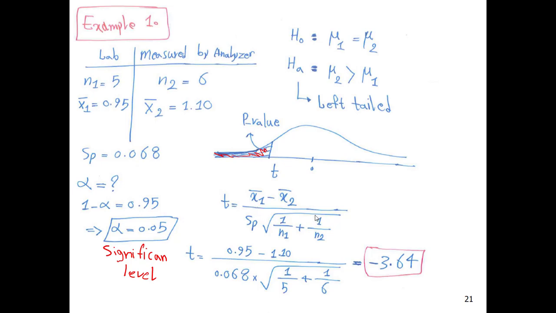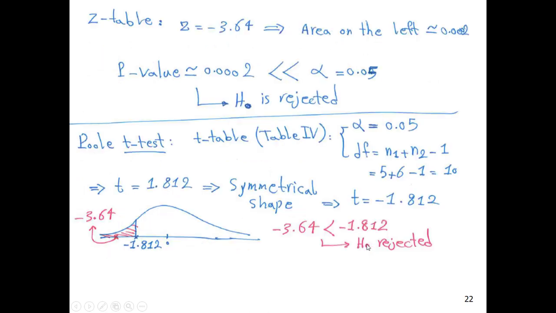We find it from this equation. So we have x1, x2, s pooled, n1 and n2. I just plug everything into this equation, and I found my t, which is minus 3.64. So for this t, again, we have to go to the z table. For z minus 3.6, the area on the left.